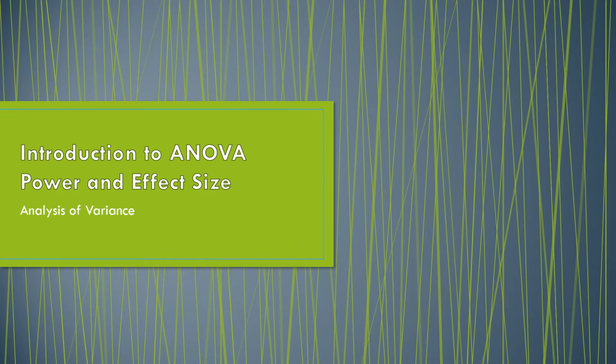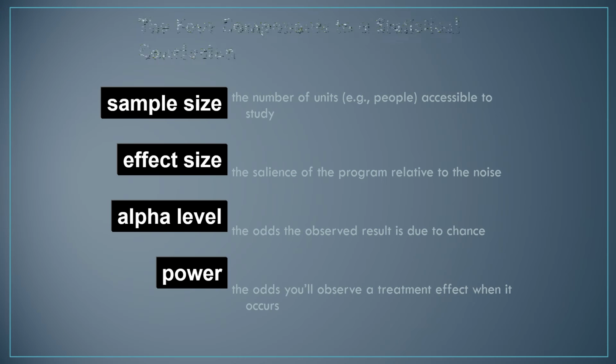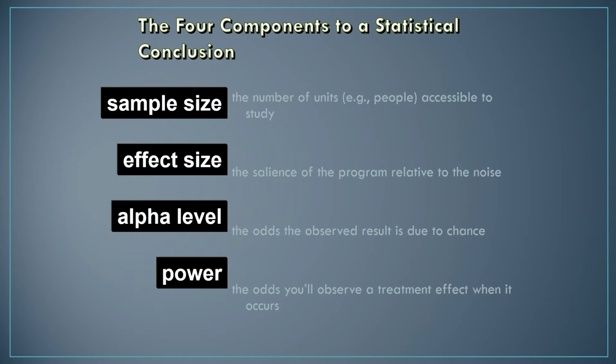This video will give a brief introduction to ANOVA, power, and effect size. So for ANOVA or any statistical test, you have these four pieces that come together to give you a statistical conclusion. And these four have to be in balance and work together so that you have confidence in the statistical conclusion. So you have the sample size, which is the number of cases or units or people or participants that you have within your data set.